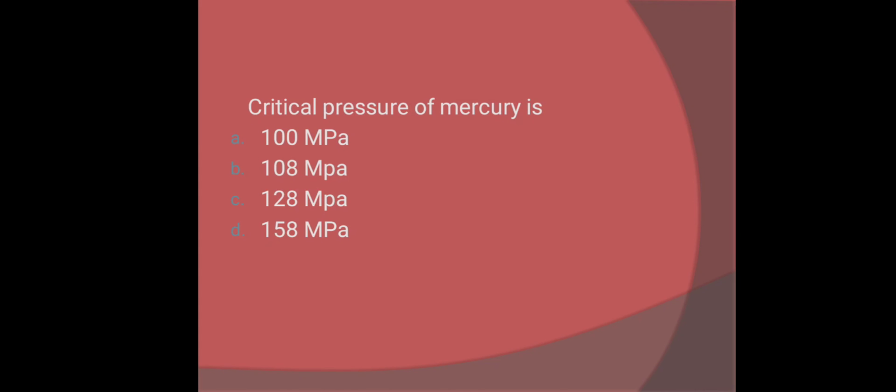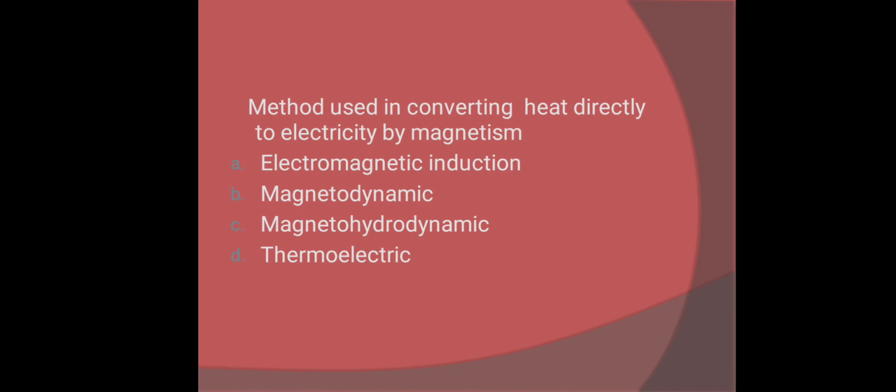Critical pressure of mercury is blank. Sagot natin dyan ay letter B, 108 megapascal. Next, method used in converting heat directly to electricity by magnetism. Sagot natin dyan ay magnetohydrodynamic. Letter C.